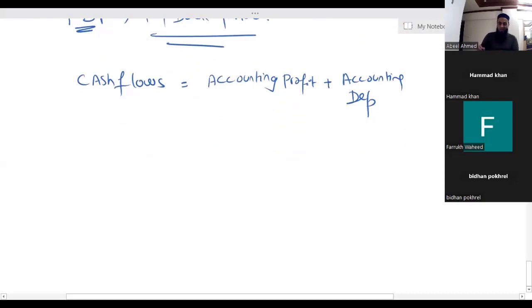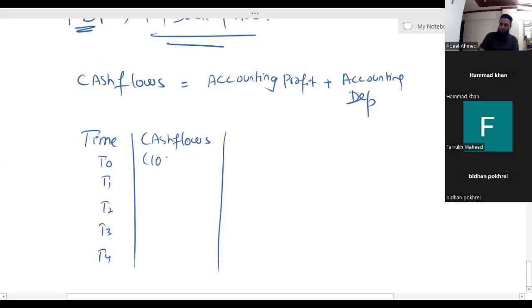Now let's talk about simple payback period. Let's take an example of simple payback. In simple payback period, we ignore time value of money. T0, T1, T2, T3, T4. Let's take the cash flows: 100,000, then 40, 30,000, 50, 70. Cumulative cash flows.